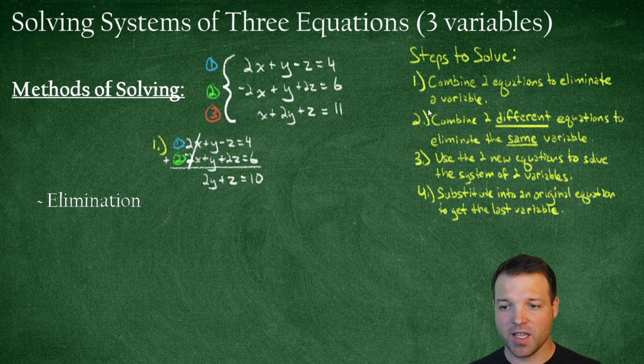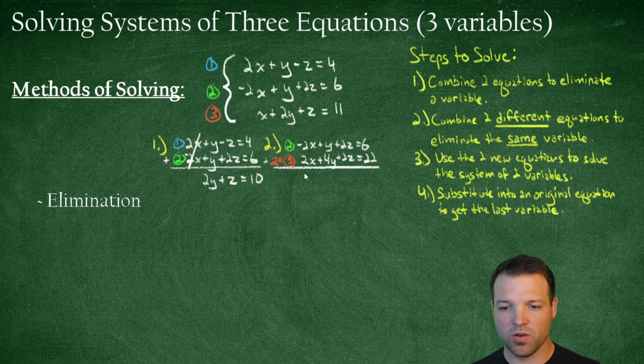All right, next step, step 2, is combine 2 different equations to eliminate the same variable. All right, now this one's not quite as easy. What I'm going to end up doing is combining 2 and 3. Remember, it has to be different equations. And what I'm going to do is multiply the bottom, the 3rd equation, by 2, so that way I can get my x's to cancel. The most important things are that they are 2 different equations or a combination of different equations, and we need to eliminate the same variable.